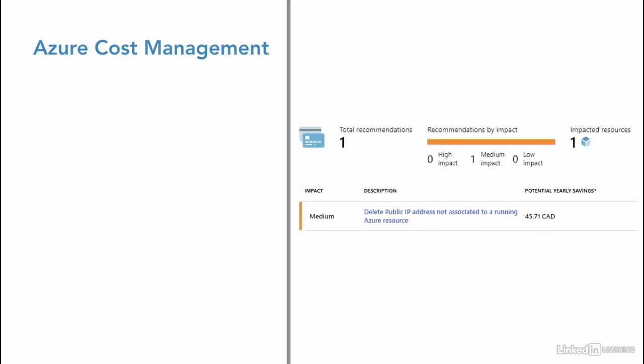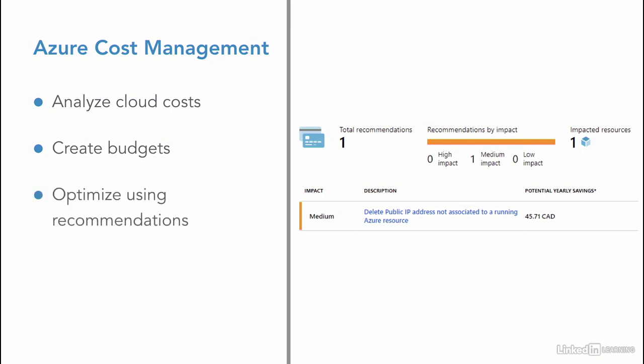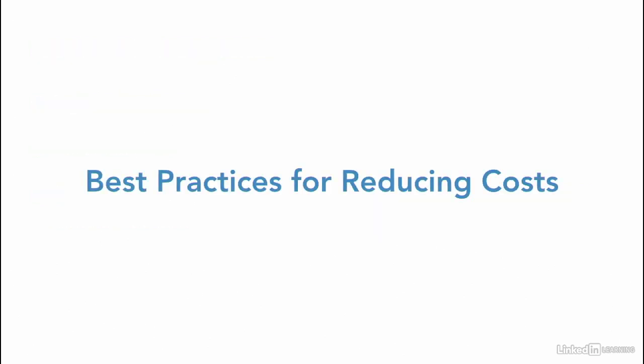Once your Azure solution is up and running, you can use Azure Cost Management to help predict future costs of your services. It does this by analyzing the cloud costs. It will allow you to create budgets so you'll know when you're hitting the upper limit of your spend. And the Azure Cost Management service will help you optimize what you're currently running by providing recommendations. And you can see in my example here, the recommendation is we delete a public IP address because it's not being used.